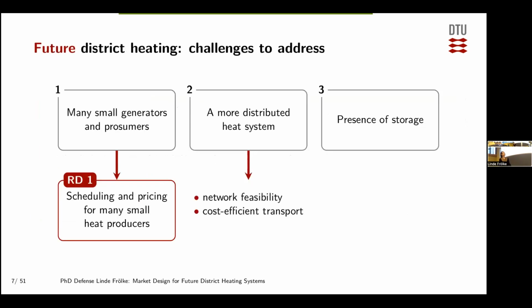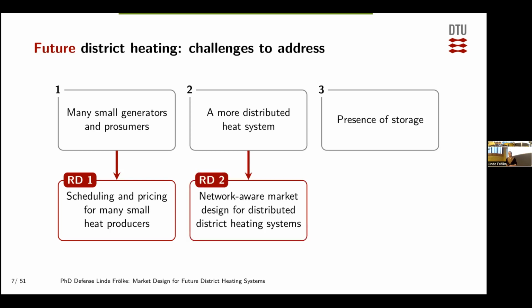The second challenge that we observe is that the heating system will become more distributed. And this is a challenge because it makes network feasibility of market outcomes non-trivial. And it also makes it harder to guarantee cost-efficient transport of heat in the network. Therefore, we define as our second research direction the network-aware market design for distributed district heating systems.